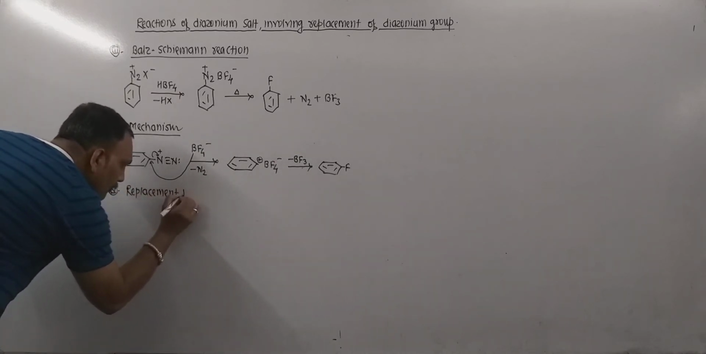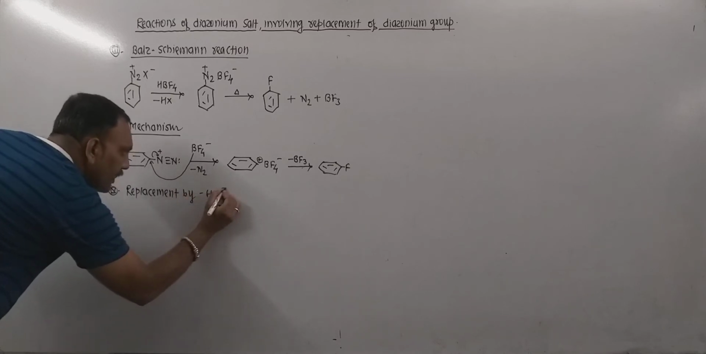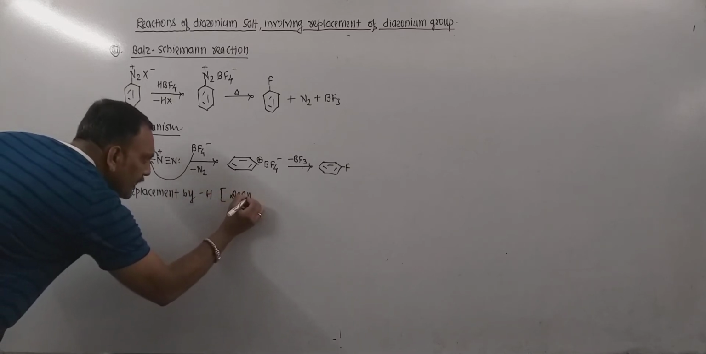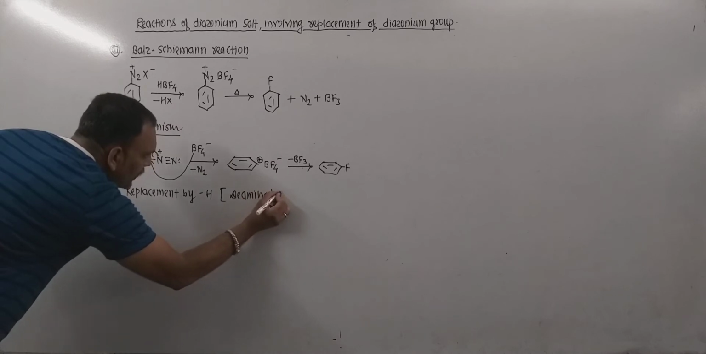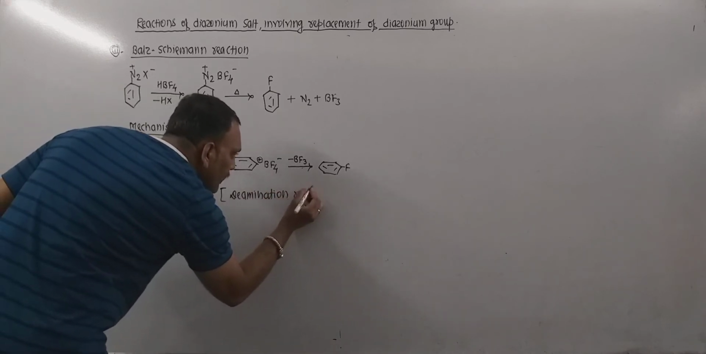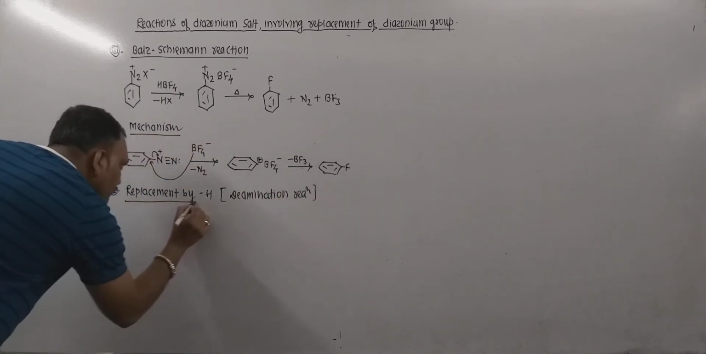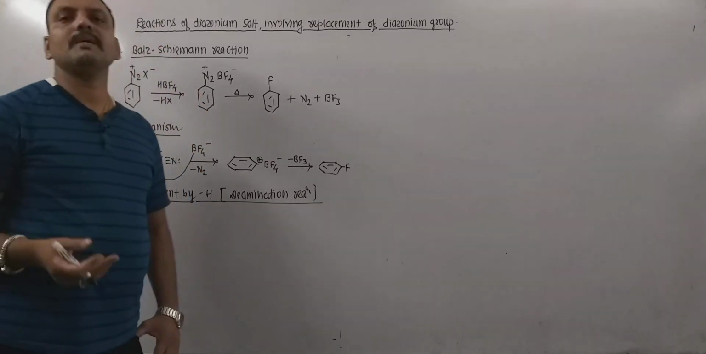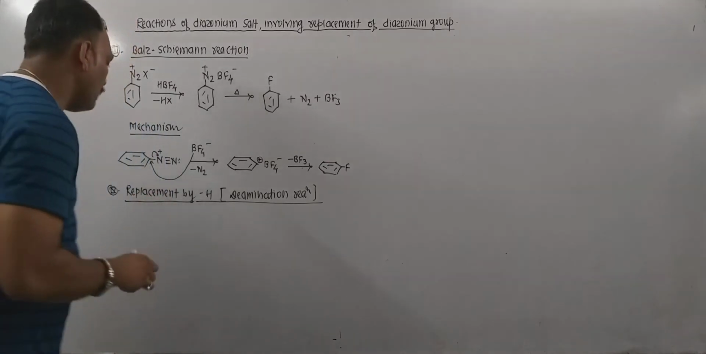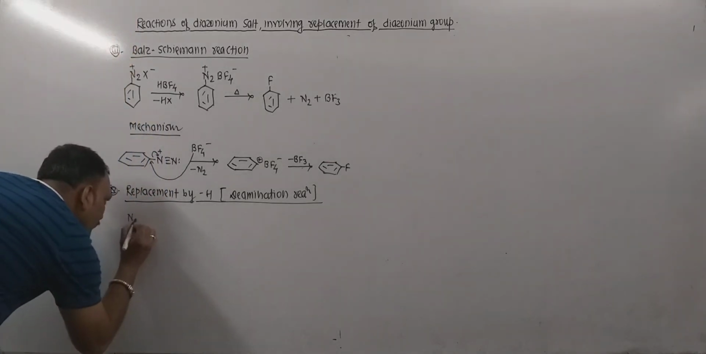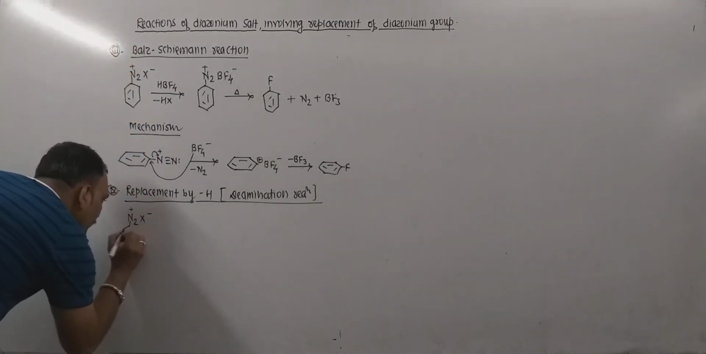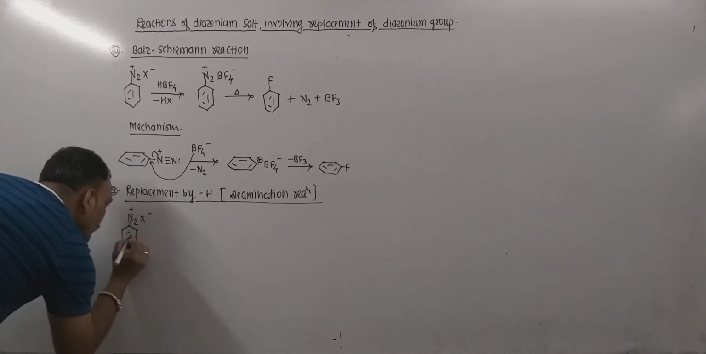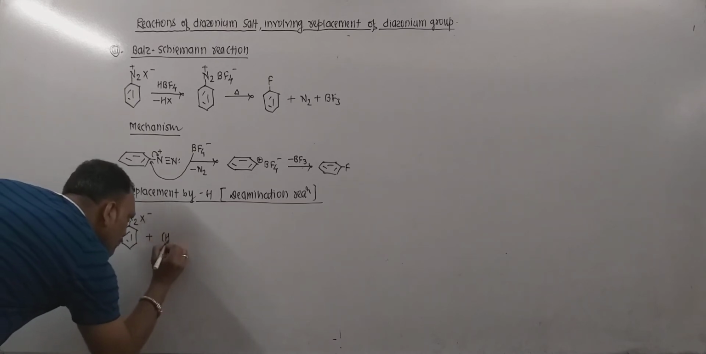Replacement by hydrogen, and remember it is a deamination reaction. It is also called a deamination reaction. So we need to react the diazonium salt with ethanol. Remember, this is the general representation of a diazonium salt.